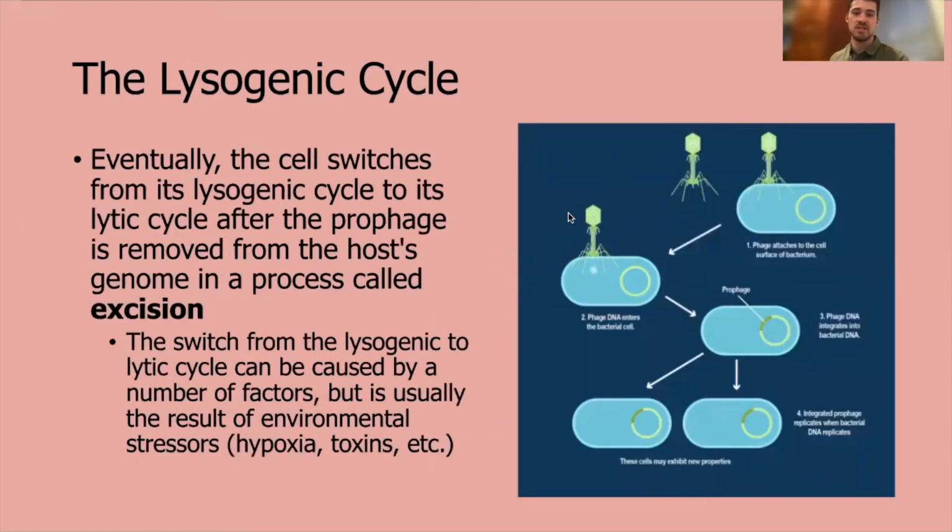Eventually the cell switches from its lysogenic cycle to the lytic cycle after the prophage is removed from the host genome, in a process called excision. The switch from the lysogenic to the lytic cycle can be caused by a number of factors, but it's usually the result of environmental stressors like hypoxia, toxins, stress.